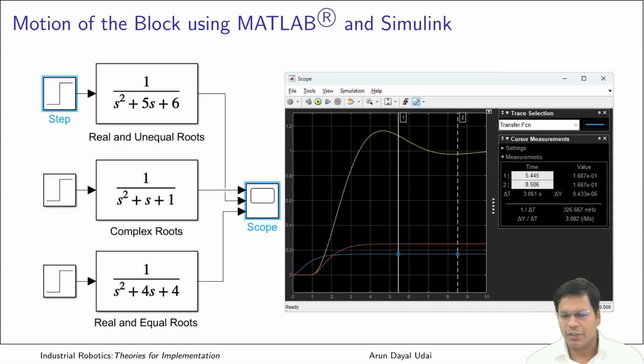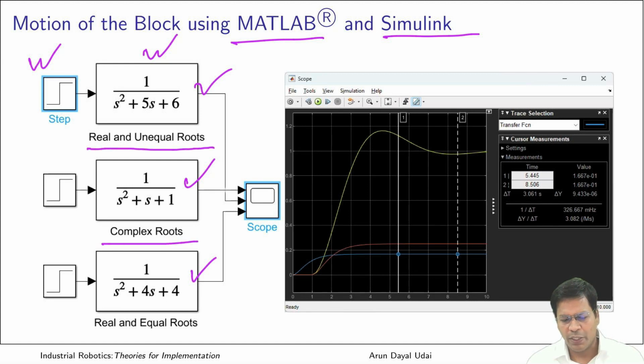And the same can be studied even using MATLAB Simulink, which is a symbolic tool that MATLAB has. It supports a block diagram based approach for programming. You have a step input which is fed to the block with a transfer function defined like this: this is the first system, this is the second system, this is your third system. All of these you have already done. This is real and unequal root, this is complex root, and this is real and equal root. Similar kinds of plots can be observed by using a scope which has 3 inputs.